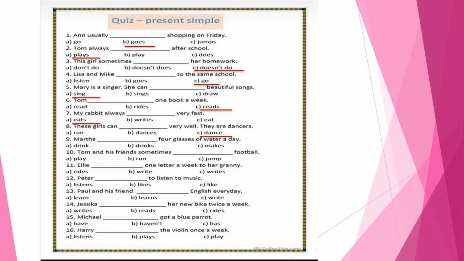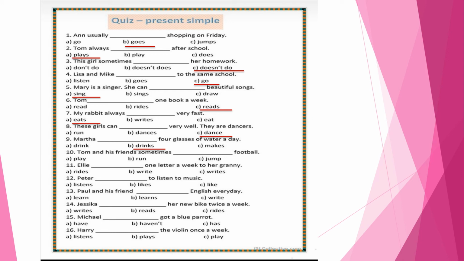Number 9, Martha drinks or makes 4 glasses of water a day. Martha here is a name of a girl. It's your subject. If you cross it, you will add the pronoun she. So you will have to add s or es to your verb according to the end of your verb. Your verb here is drink, so it ends in k, which is a consonant. So you will have to add s only. So it will be Martha drinks 4 glasses of water a day.